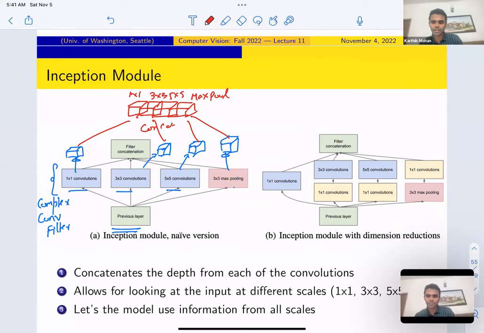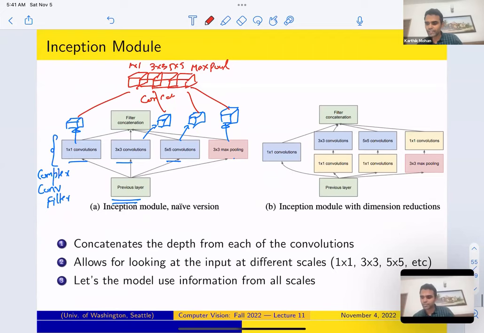module is able to combine convolutions at different levels of granularity, different scaling, and give it to the model. And the model says, okay, you've done different kinds of convolutions. I will use whatever information makes sense to me. So you're giving the model more of a choice to be looking at the input at different scales. So that's a key shift from the previous model: instead of fixing the size of the convolution, you give it different options. And that's what the Inception module does, and it lets the model use information from all the scales.